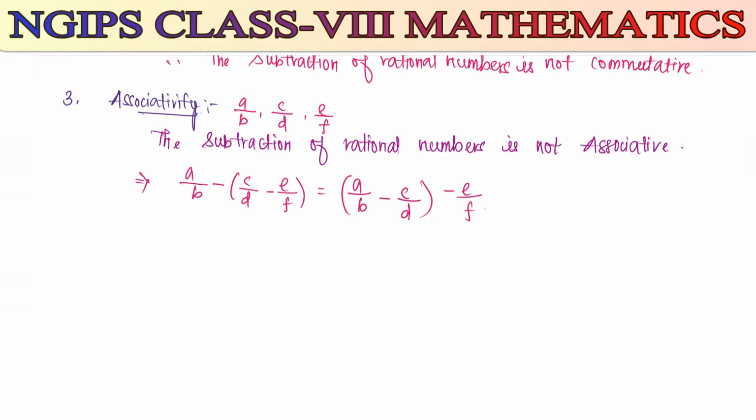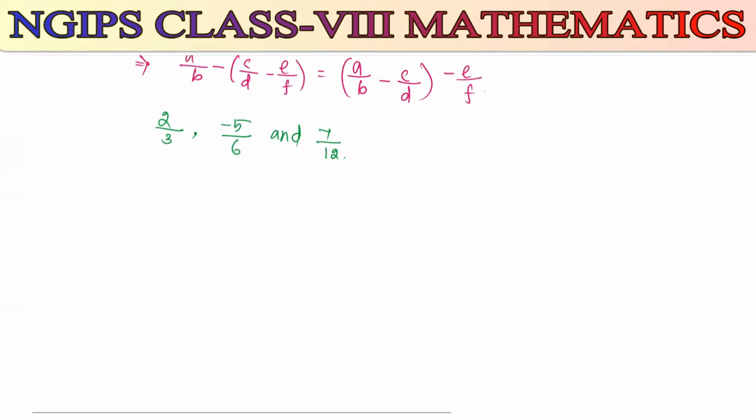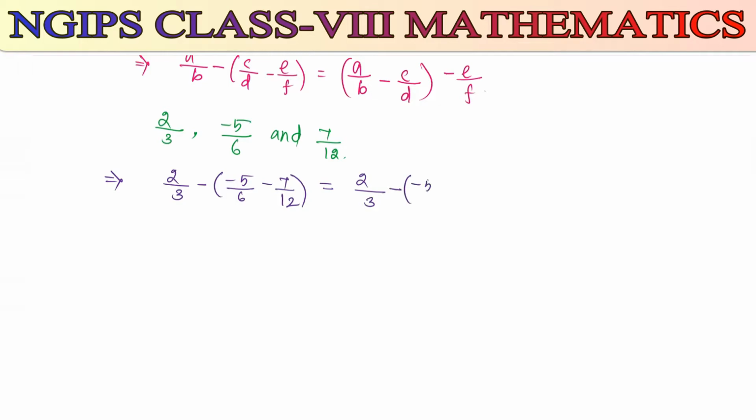Now we need to consider the rational numbers as 2 by 3 is the first number, minus 5 by 6 is the second one, and 7 by 12 is the third one. Okay, now we'll apply the condition. When you apply the condition here, 2 by 3 minus of minus 5 by 6 minus 7 by 12 is equal to 2 by 3 minus of 5 by 6, whole bracket minus 7 by 12.